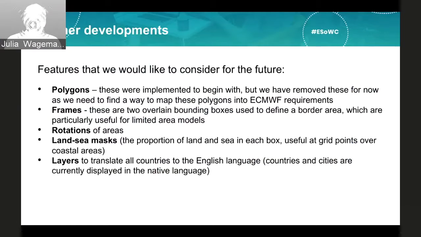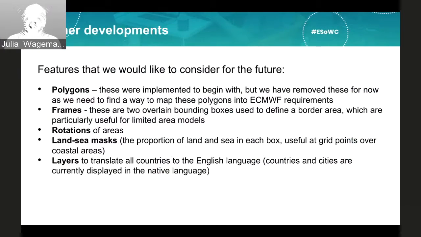So some further features that we would like to consider for the future are polygons, which were implemented to begin with, but we've removed these for now as we still need to find a way to map these polygons into ECMWF requirements. Frames, which are 2 overlain bounding boxes used to define a border area, and these are particularly used for limited area models. We also want to consider the rotations of areas and the land-sea masks, which is the ratio of land and sea at each grid point.